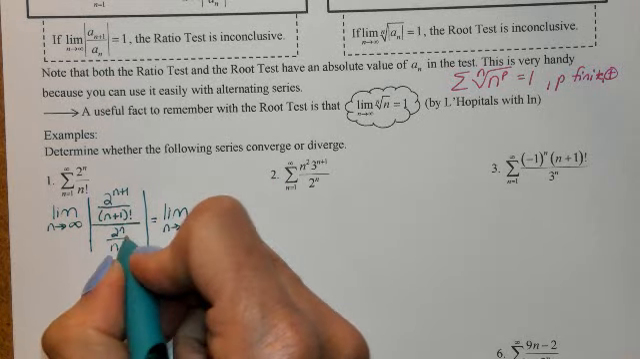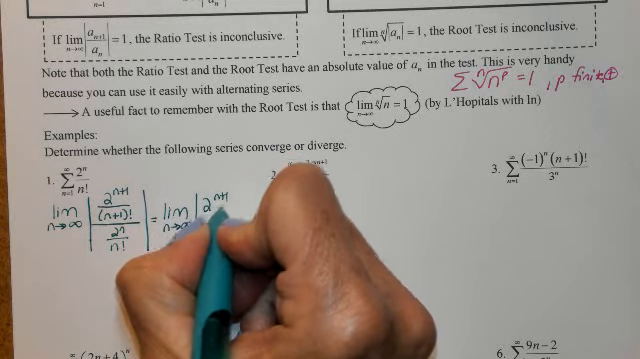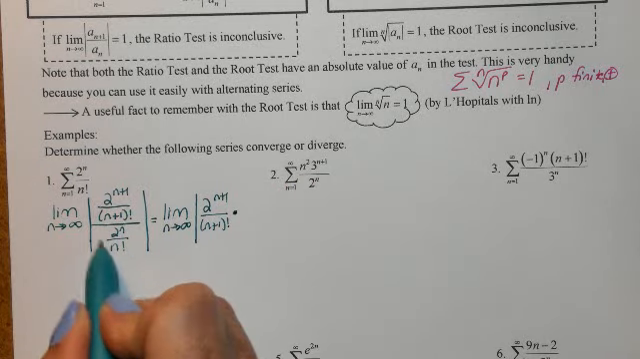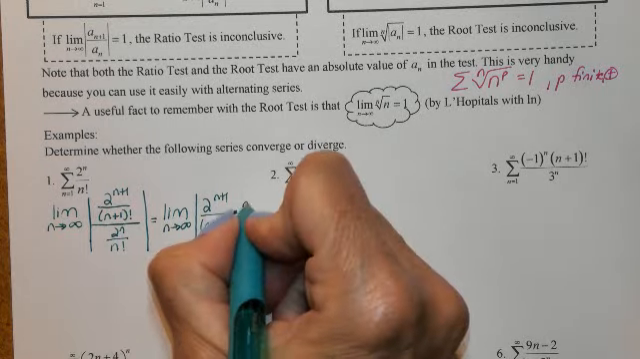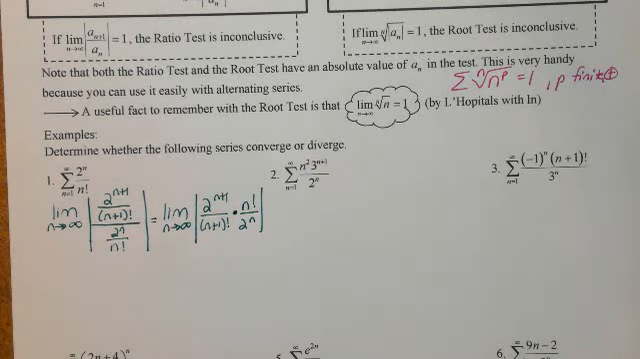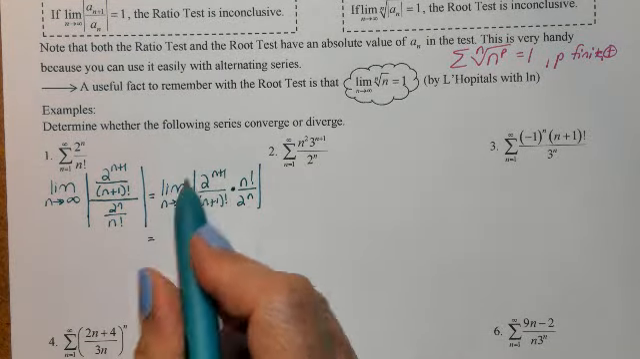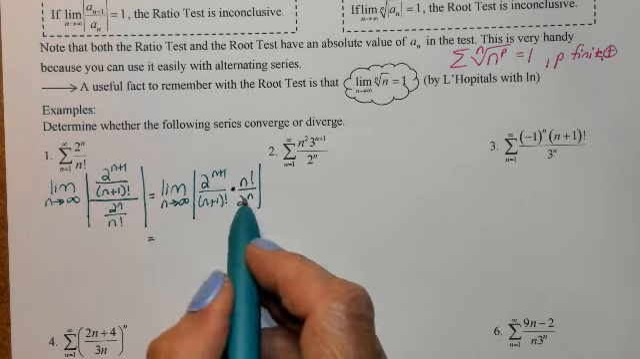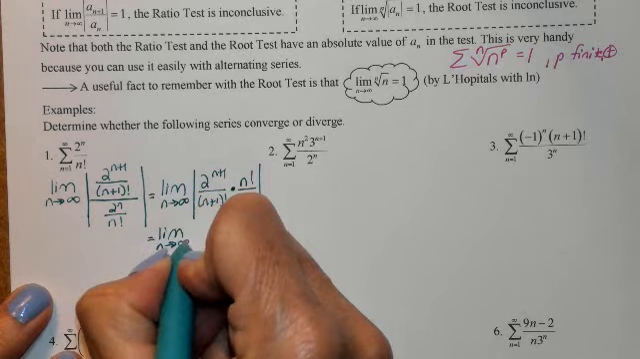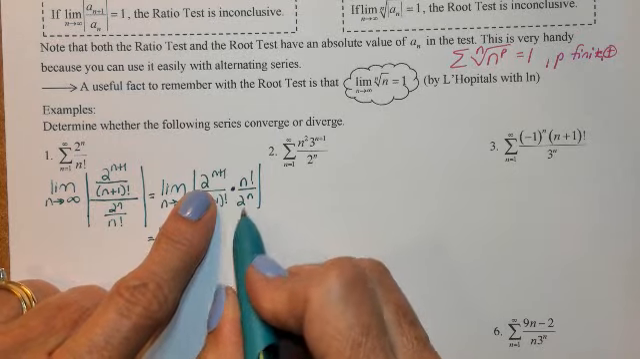I have this complex fraction, so I'm going to write it as a non-complex fraction. 2 to the n plus 1 divided by n plus 1 factorial times, let's multiply by the reciprocal, right? n factorial divided by 2 to the n. Now let's reduce. First of all, we're not taking a limit yet, so let me write that limit. Absolute value, 2 to the n plus 1 divided by 2 to the n.